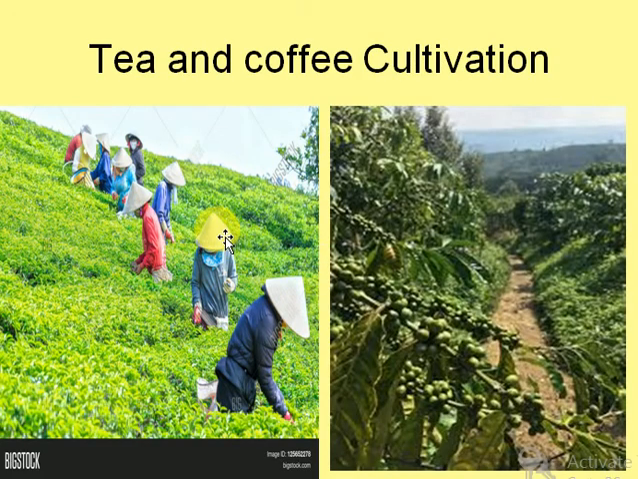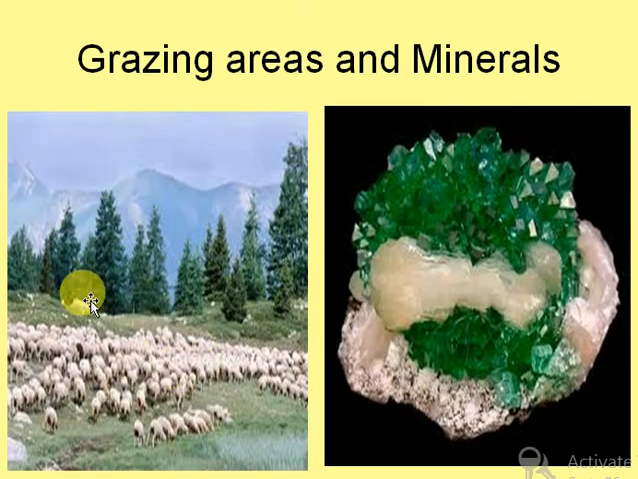Let us see some more uses. In South India you have the Nilgiri hills and Kodaikanal and other places where you will find tea cultivation and coffee cultivation. Due to the richness of minerals and the soil type, there has been good cultivation of tea and coffee in these areas. These plateaus are good grazing areas also. You can see a lot of sheep and goats, or livestock. Small grasslands are there, so they have been a good source of grazing areas.